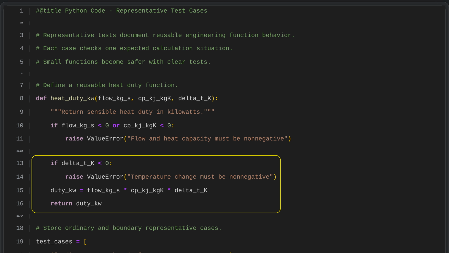The function first checks that the temperature change is not negative, and raises an error if the input is invalid. It then computes the sensible heat duty by multiplying the mass flow rate, specific heat capacity, and temperature change, and returns the result in kilowatts.